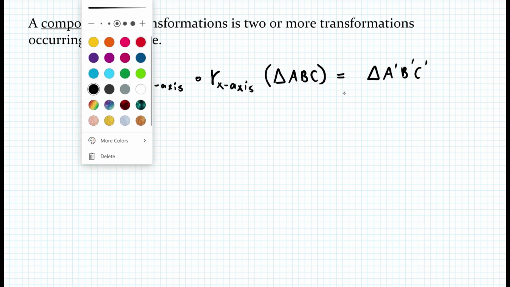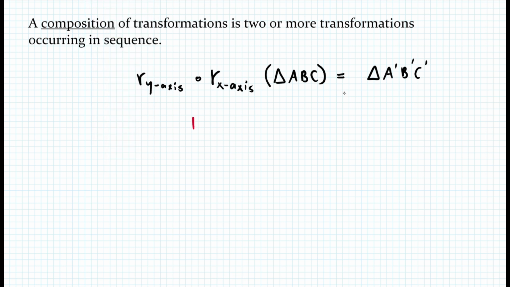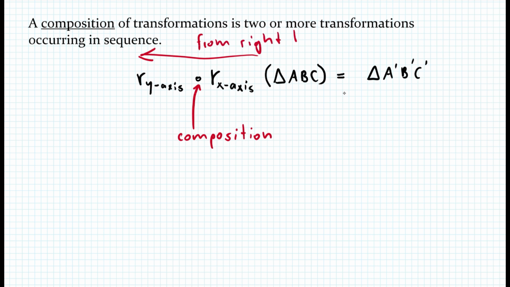Now here are a few things to be said, okay? So let me use a different color. First of all, this dot or circle represents composition. And another thing to notice here is that you're actually reading it from right to left, okay? So you can actually have more than two, and you would just keep adding on, going to the left side.